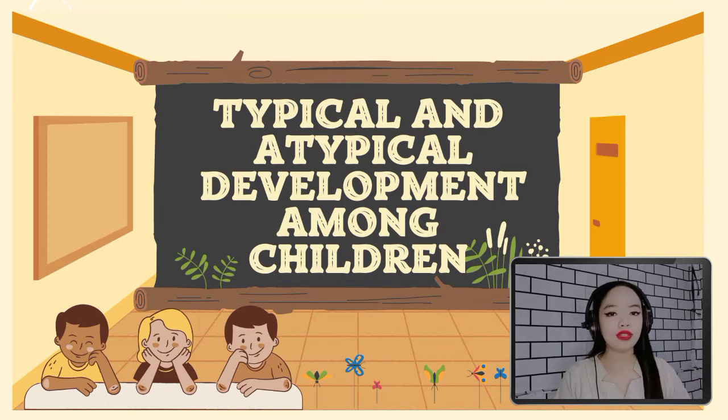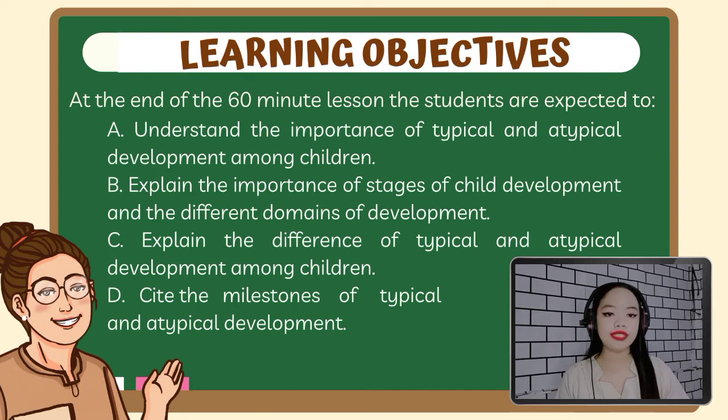Today, me and my fellow instructors will discuss typical and atypical development among children. At the end of our 60-minute lesson, the students are expected to first understand the importance of typical and atypical development among children. Second, explain the importance of stages of child development and the different domains of development. Third, explain the difference of typical and atypical development among children. And lastly, cite the milestones of typical and atypical development.